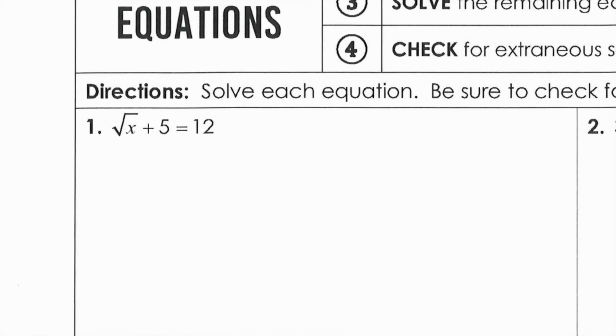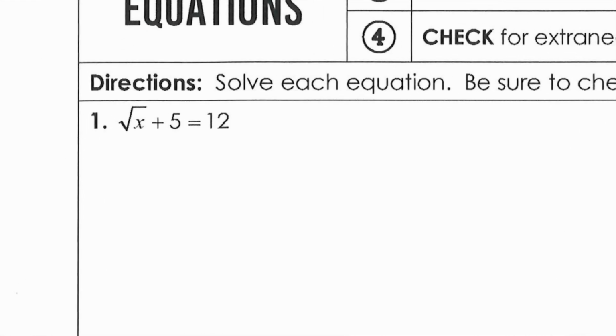So number 1 here, we need to get whatever's inside the radical. We need to get the radical isolated. Let me clarify that. The radical needs to be isolated. So we need to get rid of this plus 5 because it is not part of the radical. So I'm going to subtract 5 on both sides, giving me the square root of x equals 7.